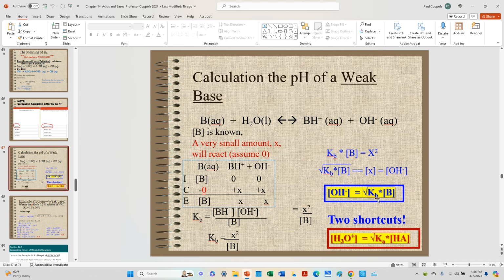The hydroxide concentration is the square root of the Kb times the initial concentration of the weak base. And as we just said, for a weak acid, the hydronium concentration is equal to the square root of the Ka times the initial concentration of the weak acid. So these are for a weak base or weak acid. That's how you get the hydronium and hydroxide concentration.